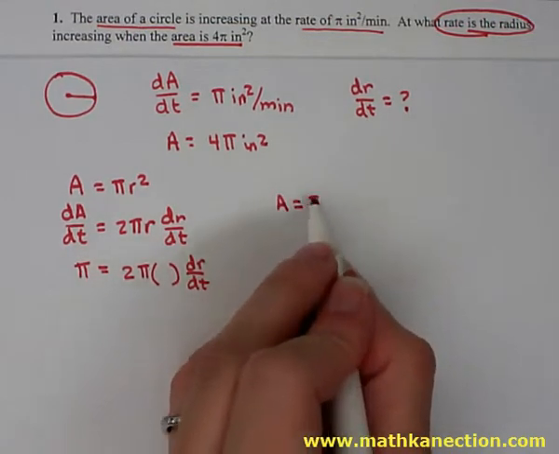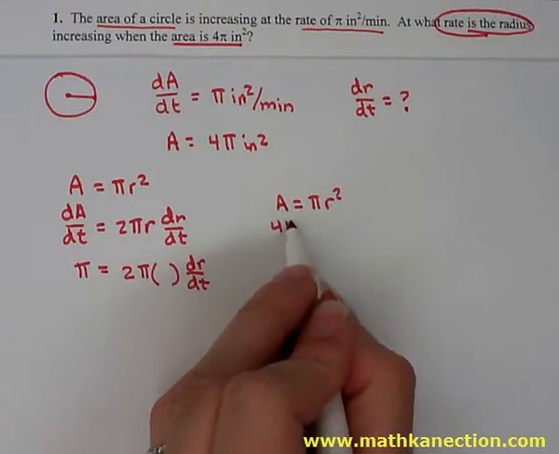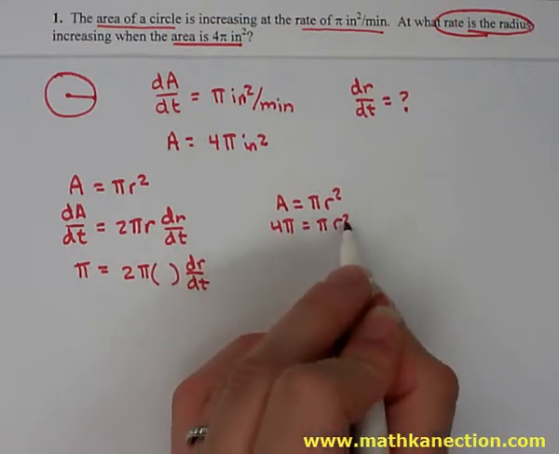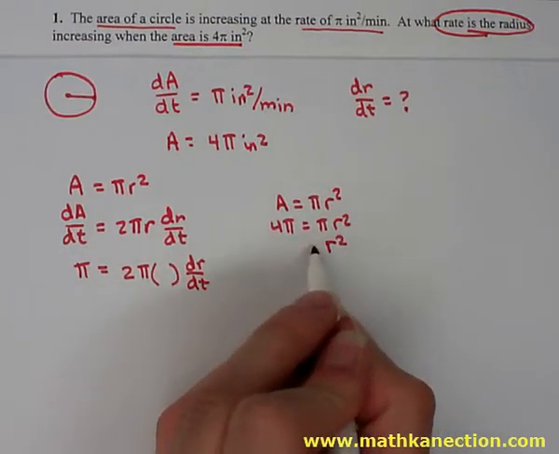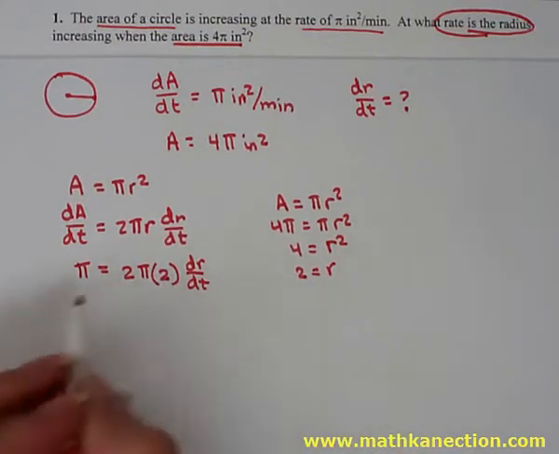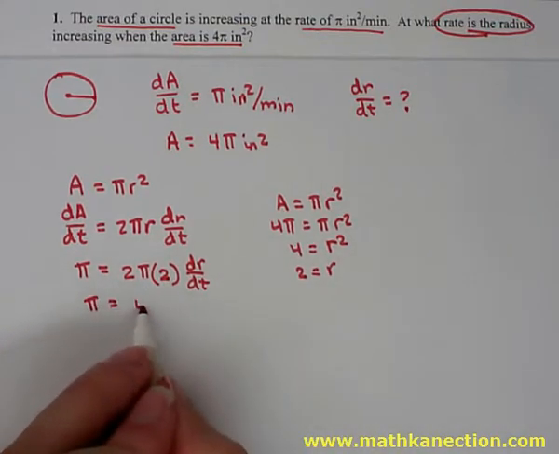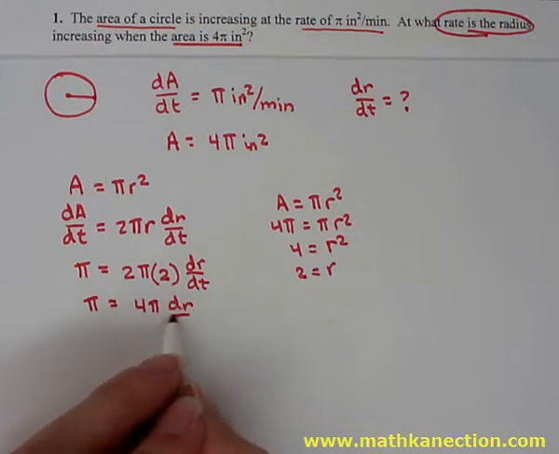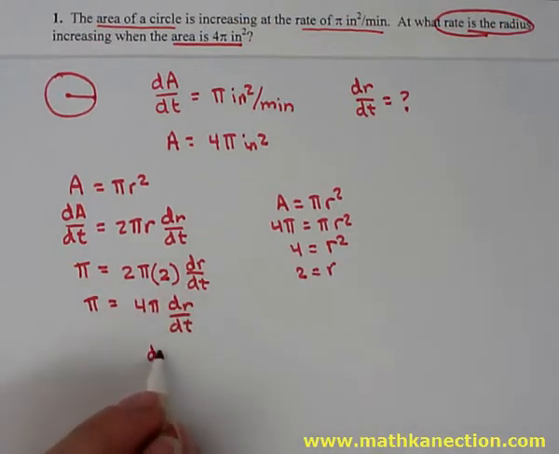So from the original equation, substitute in the value of A to find out what r is going to be. So solving for r, we get r squared is equal to 4, so r is equal to 2. The radius is 2. Placing that into the problem, we have pi is equal to 4 pi dr/dt. Solving for dr/dt, we get dr/dt is equal to 1/4.